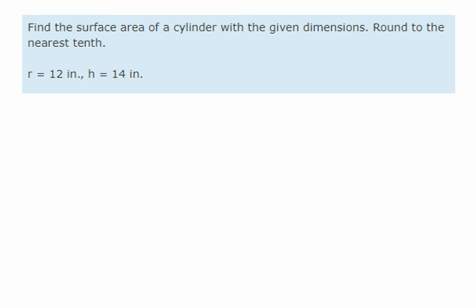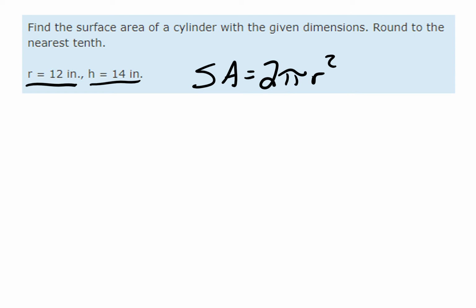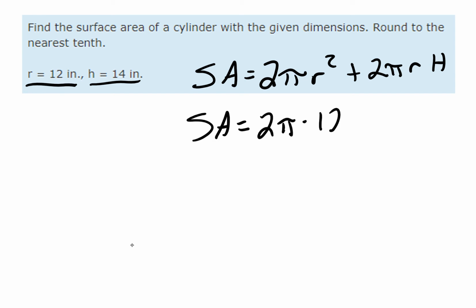Notice they don't have to give you the picture along with these problems. They may just describe it in terms, where you've got the radius that's 12 inches, the height that's 14 inches. Start off with your formula. I highly, highly recommend, if not require, writing out the formula every time. It just helps you to remember it, and it makes you more fluent. It doesn't hurt anything. Plus 2 pi r h. So our surface area here, 2 pi times 12 squared, and 2 pi 14 times the height.